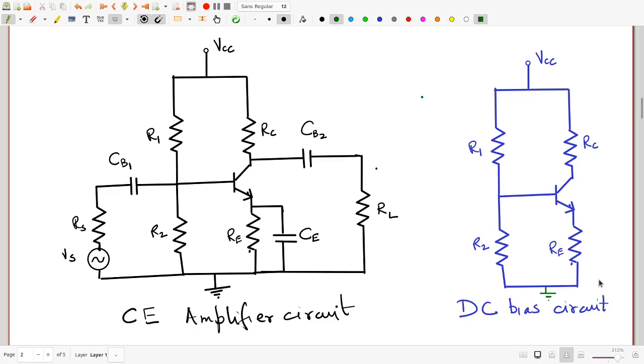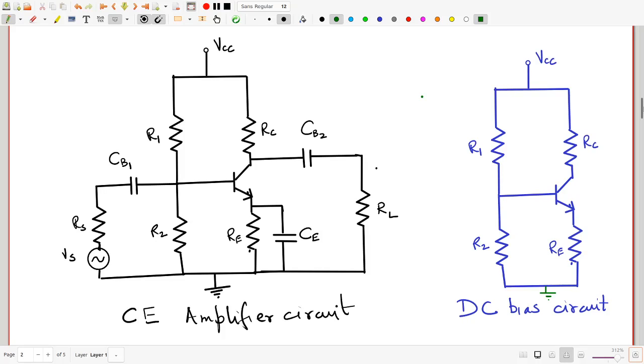So what will that do? It will actually short the resistance RE out of the circuit. So this way you have the best of both worlds. RE provides bias stabilization, but at the same time, RE is shorted out as far as signal is concerned, and that's why you do not have a drop in the gain because of the RE.